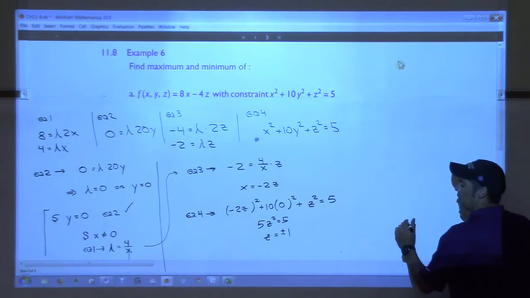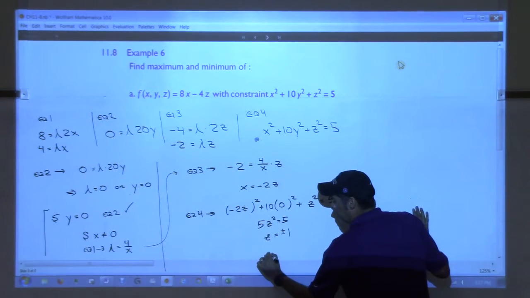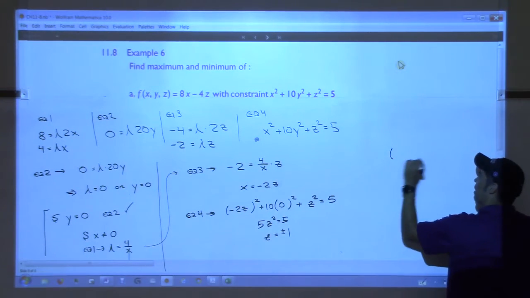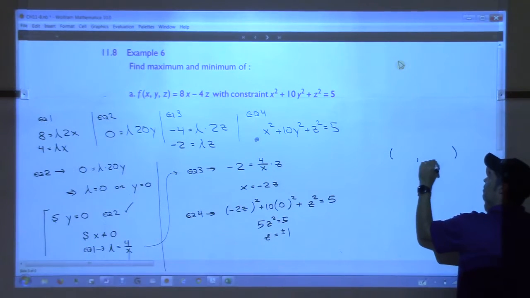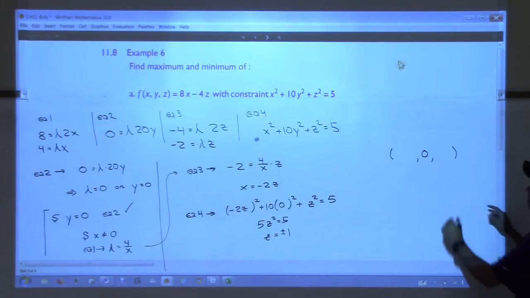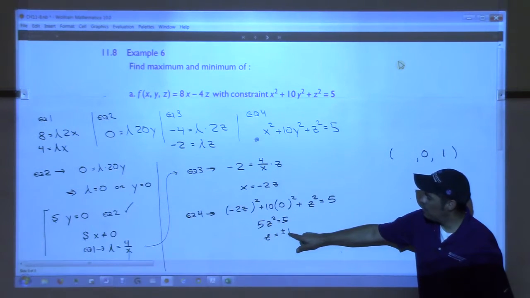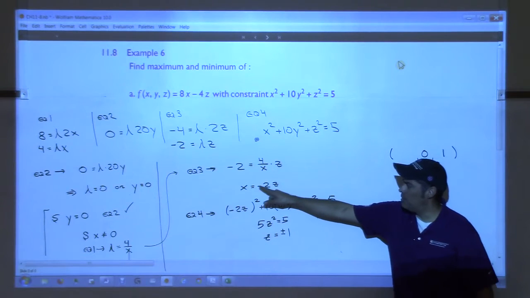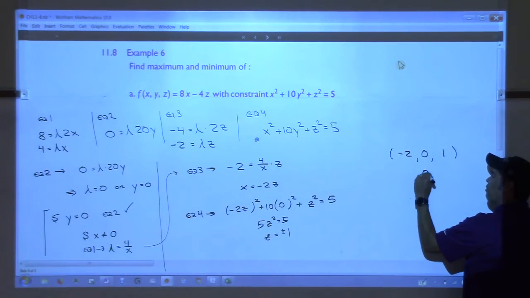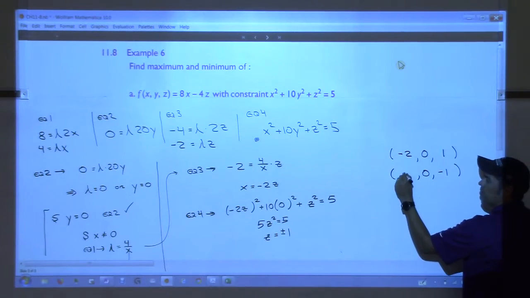Let's get the x's. I'm going to do these one at a time. Let me write it this way. I know that when y is 0 and z is 1, what's x? Negative 2, right? I also know that when y is 0 and z is negative 1, now x is positive 2.